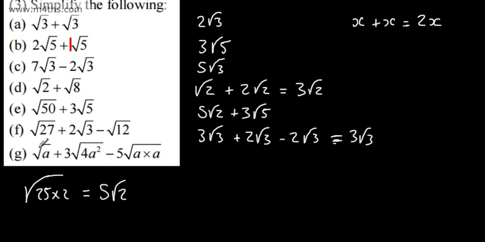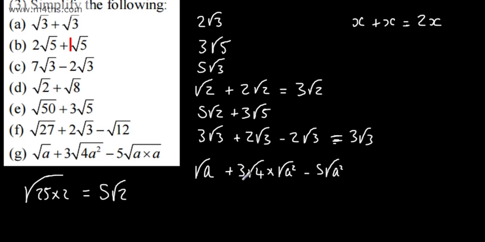Okay, this one is a bit of an extension one, but we'll have a go at it anyway. The root of a plus 3 lots of the root of 4a squared minus 5 lots of the root of a times by a. So let's just consider each of these as we go. So what we've got here is the root of a. We'll just leave that as it is. Plus what we've got now, and I'll split this up. What we're going to have is, and I'll do it step by step, 3 lots of the root of 4 times by the root of a squared, minus now what we've got here is 5 lots now of the root of a squared.